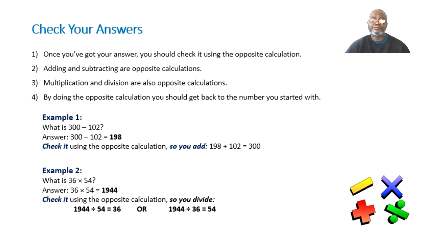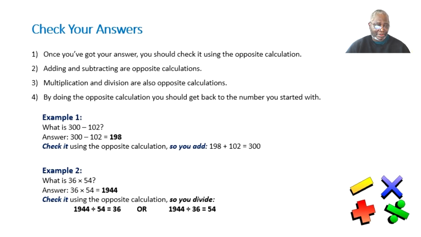In the real world, when you have to go out to do your domestics or your job, or in an examination, you need to get it right. So there are 4 steps you need to follow. Once you've got your answer, you should check using the opposite calculations. In other words, adding and subtracting are opposite calculations. Multiplication and division are opposite operations. By doing the opposite calculation, you should get back to the number you started with.